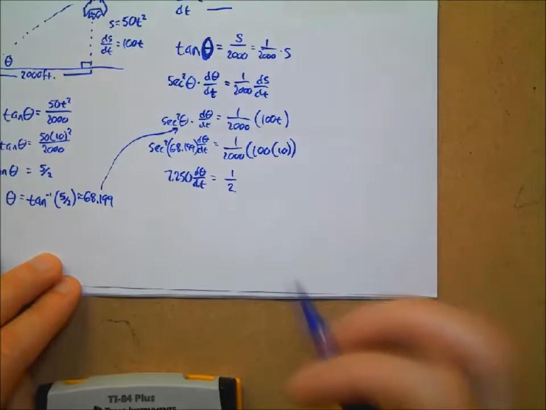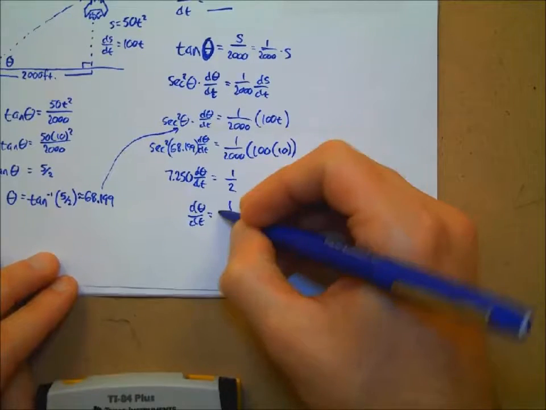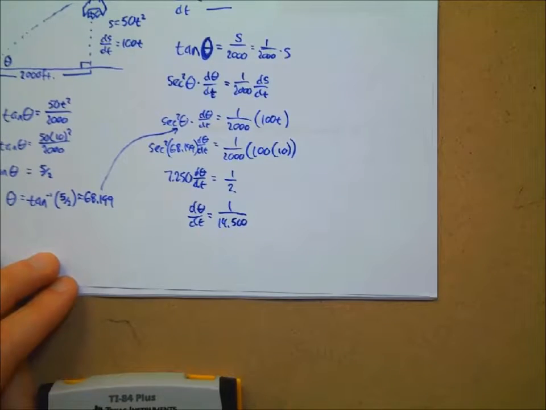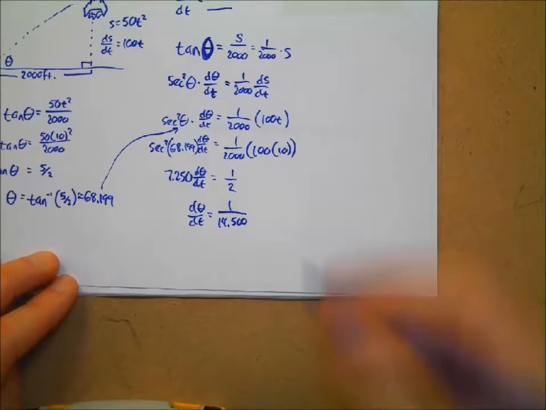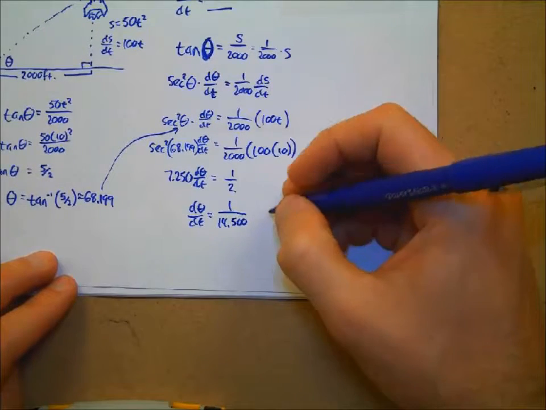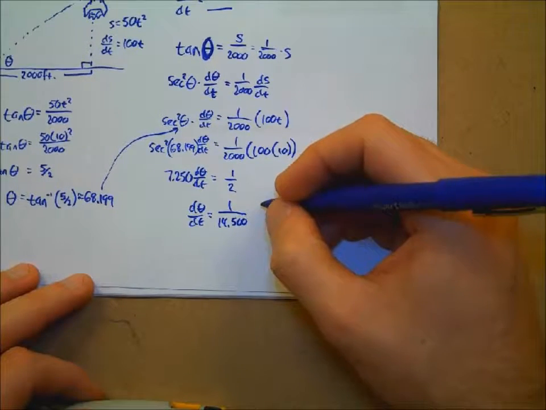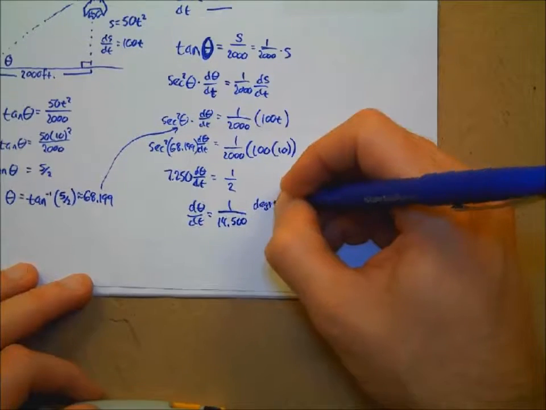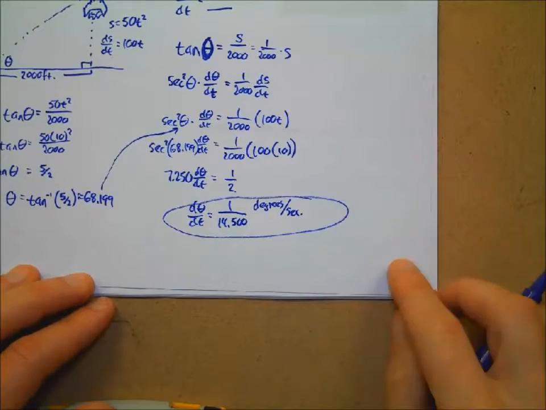And then we'll divide that over 1 over about 14.500. Okay, and that would be what units? Degrees per second. Okay, yes, degrees per second.